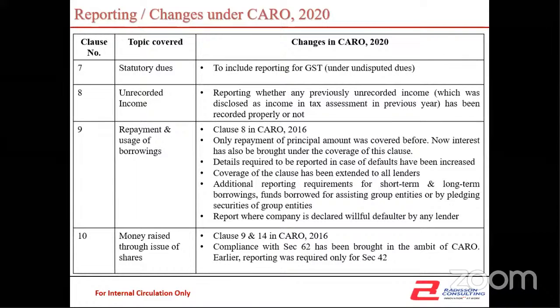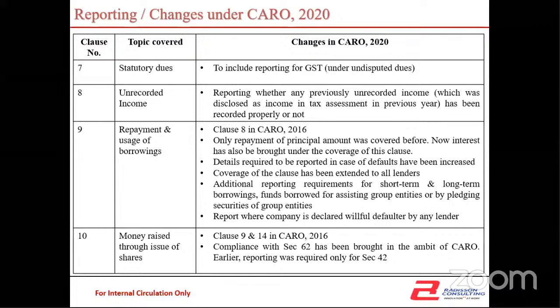Last point, report where company is declared a willful defaulter by any lender. So to understand this, we need to understand who is a willful defaulter. The RBI circular has given the definition of willful defaulter. If a person has not paid his principal amount or not repaid interest on a regular basis, and he has the capacity to pay those amounts, then he is declared a willful defaulter. Even if he has not repaid the amounts and has diverted the funds borrowed, then he will be a willful defaulter. And if he has disposed of or removed the movable or immovable property on which security had been created without the knowledge of the lender, then he will be declared a willful defaulter. So wherever a borrower is declared as a willful defaulter, reporting will be required.